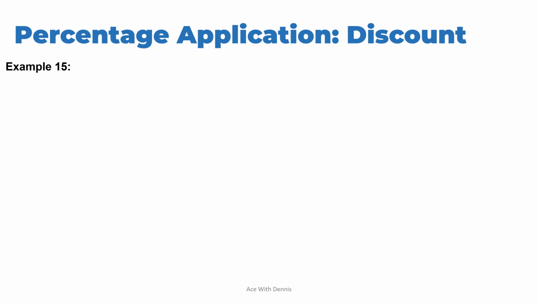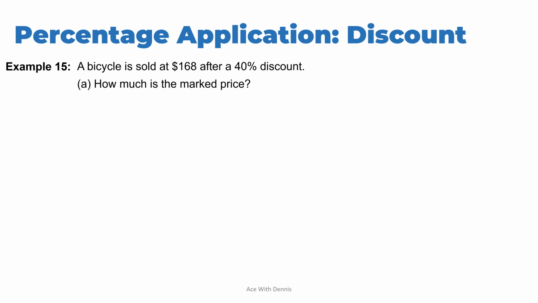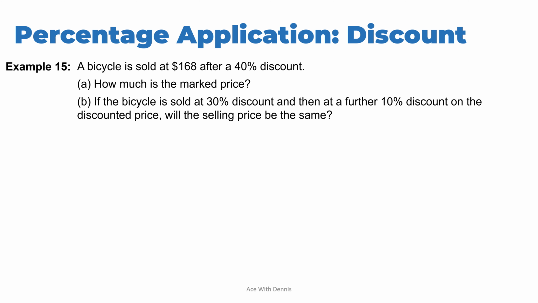Okay, one more example for discount. Example 15. A bicycle is sold at $168 after a 40% discount. A. How much is the mark price? B. If the bicycle is sold at 30% discount and then add a further 10% discount on the discounted price, will the selling price be the same? Okay, so again, there are two methods to answer this question. And over here, I only show the second method, which is the shorter method.